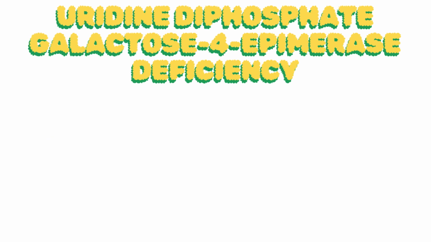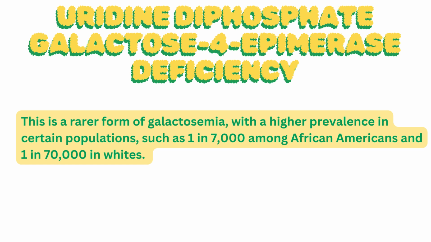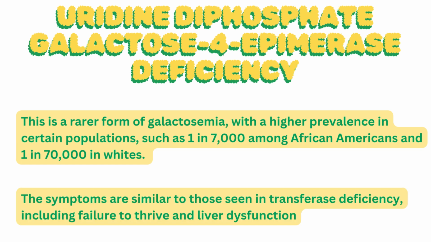Uridine diphosphate galactose 4-epimerase deficiency. This is a rarer form of galactosemia, with a higher prevalence in certain populations, such as 1 in 7,000 among African Americans and 1 in 70,000 in whites. The symptoms are similar to those seen in transferase deficiency, including failure to thrive and liver dysfunction.